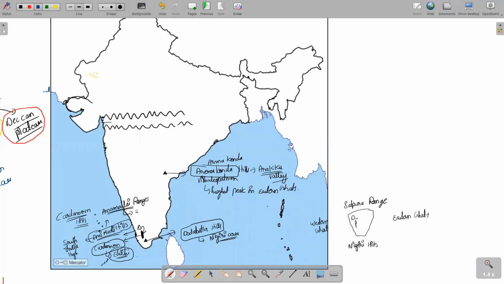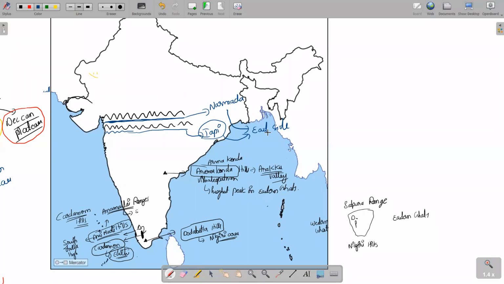Between these two ranges you will be having one river flowing, and that river is called the Narmada River. Narmada River is one of the rivers that flows through the east side; the remaining rivers flow through the west side. And to the south of the Satpura range, you will be finding another river called the Tapi, and this is also one of the rivers which flows to the west side.